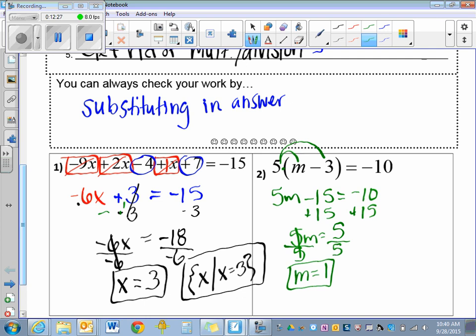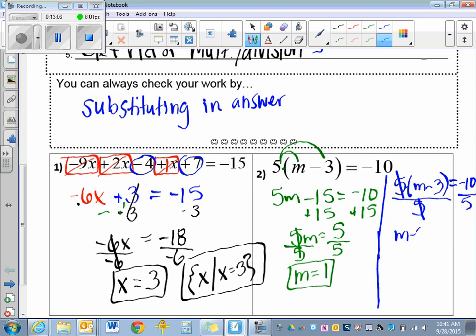Now I want to show you another way of going about doing this. Alright? We start off with 5 times m minus 3 equals negative 10. So we'll go ahead and set this here for you. Instead of distributing, we can actually divide to get rid of my 5, because we're doing 5 times the parentheses m minus 3. So the opposite of multiplying is dividing. So divide by 5 on both sides. 5 divided by 5 cancels out, so we're left with just m minus 3.